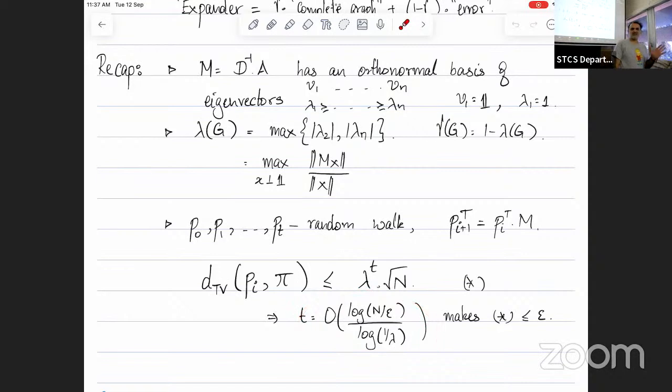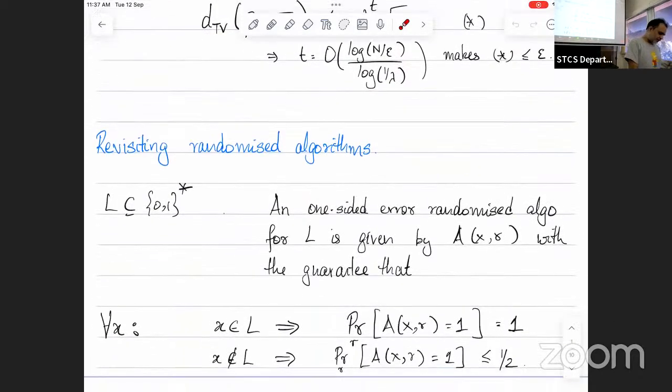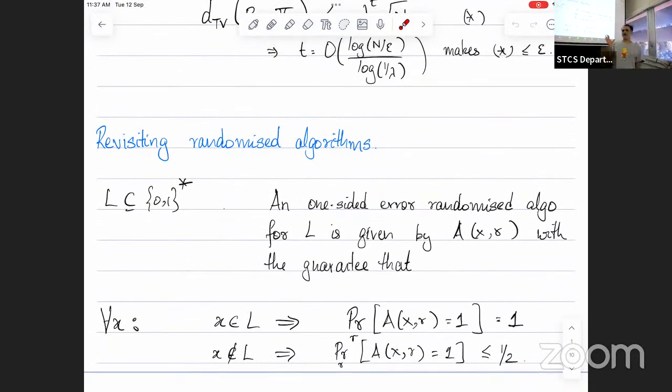So roughly like log n divided by log 1 over lambda. So if lambda was a constant, this is like order log n, or log n over epsilon. But if lambda is like 1 minus an inverse polynomial or something, then this becomes polynomial in the parameters. Okay, good.